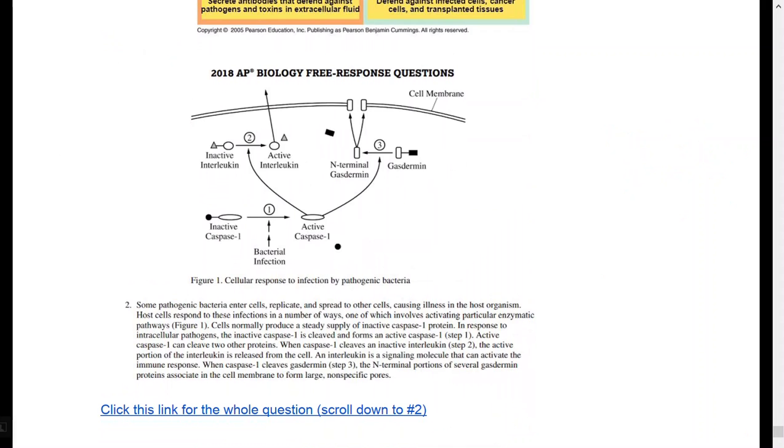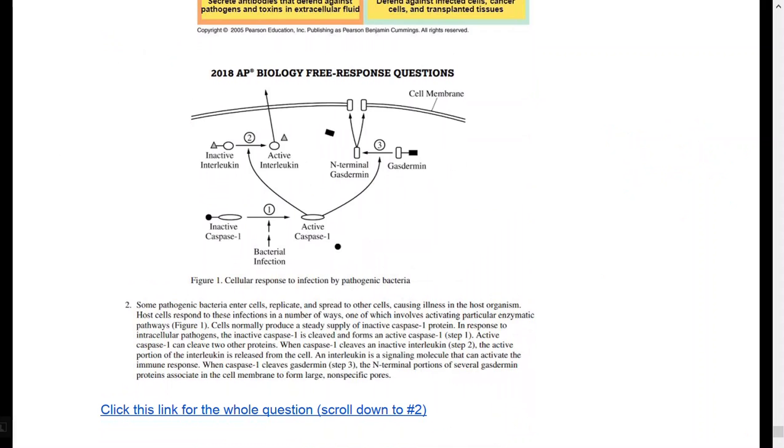Okay, so some pathogenic bacteria enter cells, replicate and spread to other cells, causing illness in the host organism. Host cells respond to those infections in a number of ways, one of which involves activating particular enzymatic pathways. Right, here's sort of our signaling pathway. Cells normally produce a steady supply of inactive caspase-1 protein. In response to intracellular pathogens, the inactive caspase-1 is cleaved and forms active caspase-1. Active caspase-1 can cleave two other proteins.